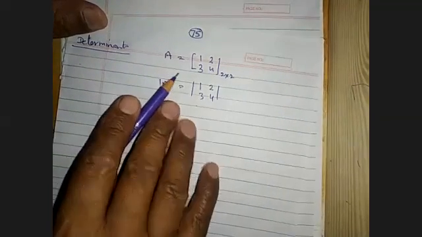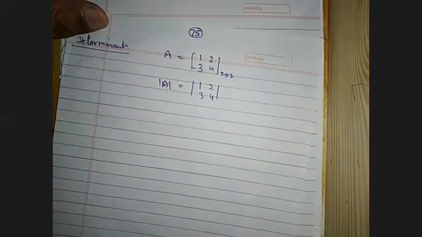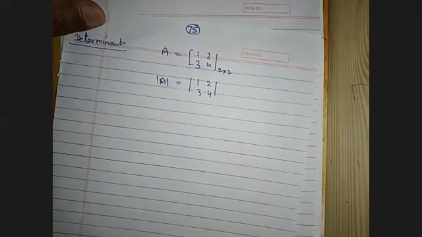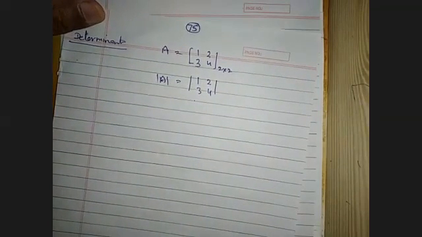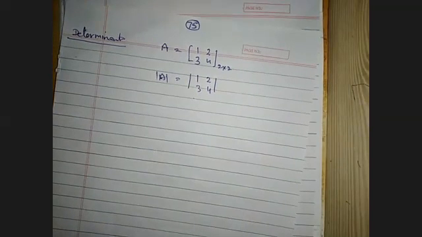But remember, we can convert a square matrix in terms of a determinant only, not other matrices. Matrices whose order is not the same in rows and columns, we cannot convert them. We can convert only square matrices.